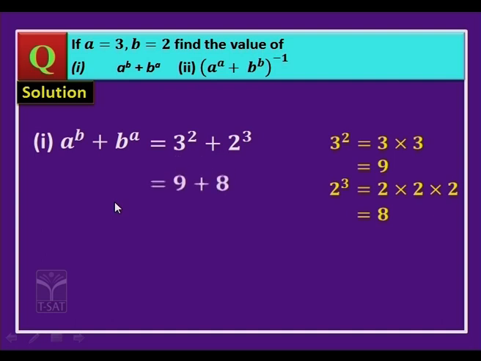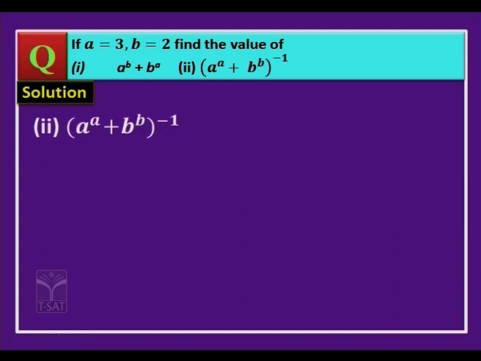Now, substitute these values. We get 9 plus 8. How much do you get, children? 17. So, it is a very simple example, right, children? Now, let us solve the second one. Now, again we are substituting the values of a and b.